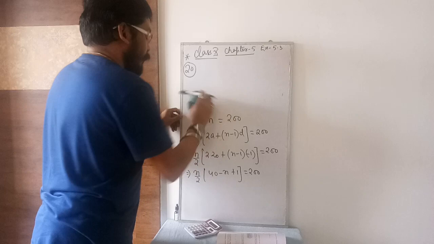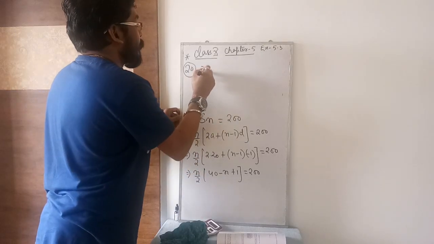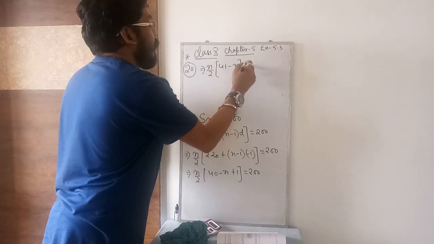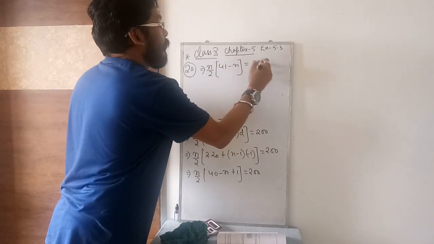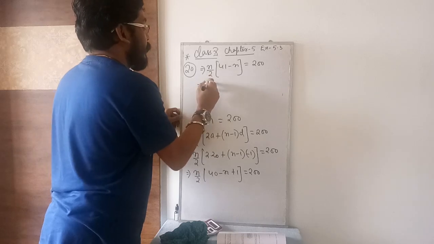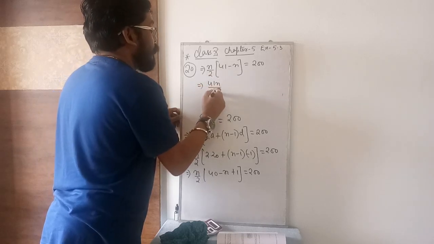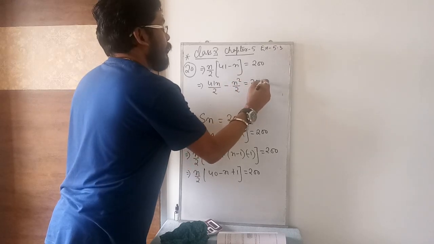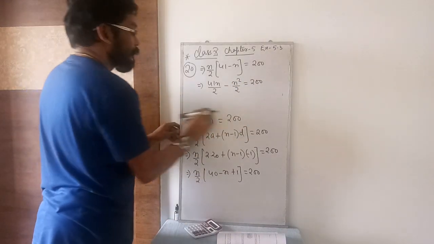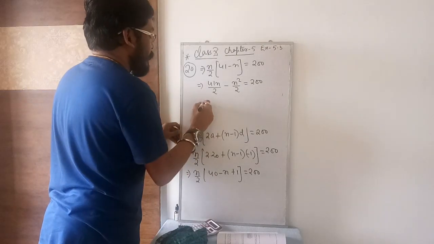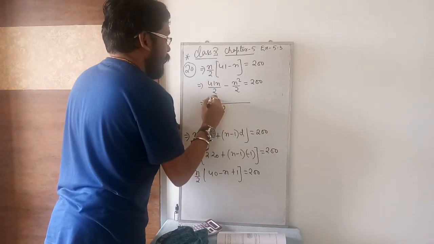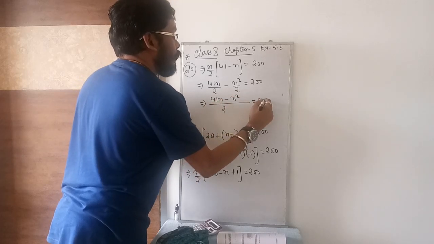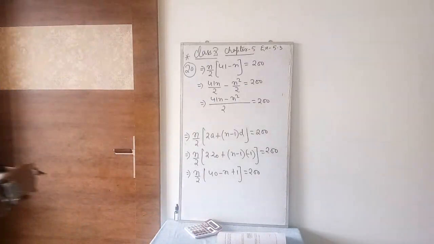Now if I multiply it, let me do a little bit more calculation here, because inside the bracket there is the term 40 plus 1, which is 41, minus n, equal to 200. If you multiply it, 41n by 2 minus n square by 2 equal to 200. If I take the LCM, here 2, you can do it in a more simplified way, it is n square equal to 200. Take the screenshot, please.